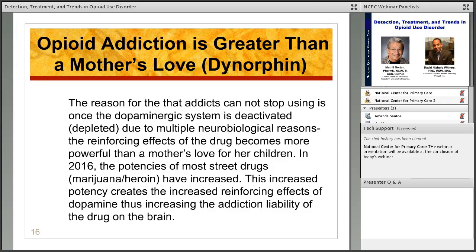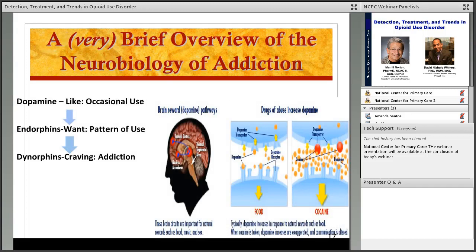In 2016, the potencies of most street drugs, marijuana, heroin, have increased. We've now added fentanyl to the heroin mixture. The increased potency creates increased reinforcing effects of the dopamine, thus increasing the addiction liability in the brain itself. So what we see, y'all, if we want to look at the very, very brief overview, is people start out liking a particular drug. They can use it occasionally. Some people like alcohol, some like beer, some like wine, some like marijuana, some like opioids, some like heroin, some like OxyContin, some like codeine, some like hydrocodone. But once in a great while, it stimulates that dopamine and we go, whoopee, it makes me feel good.